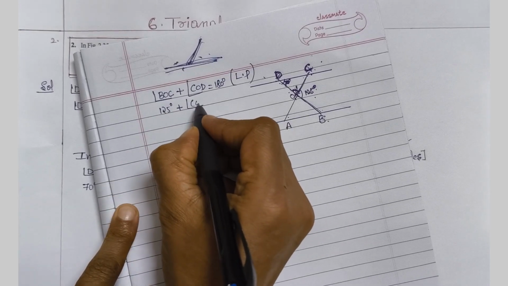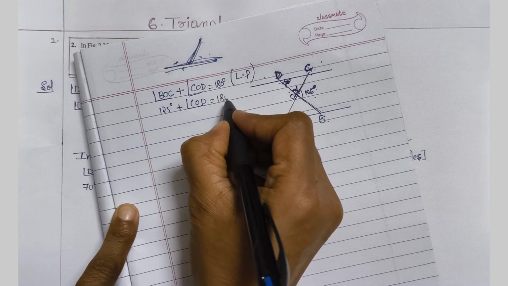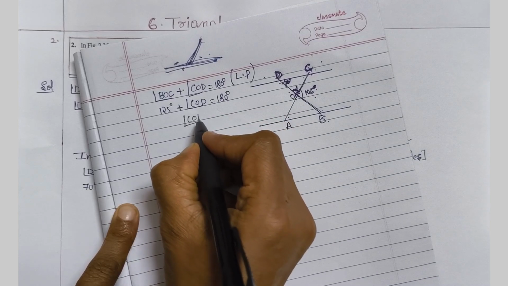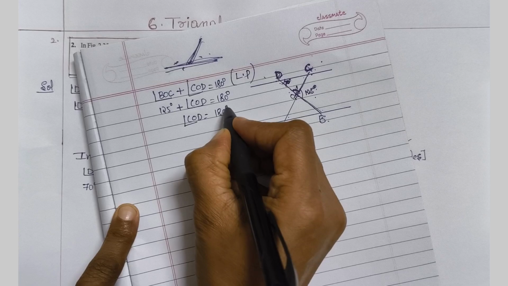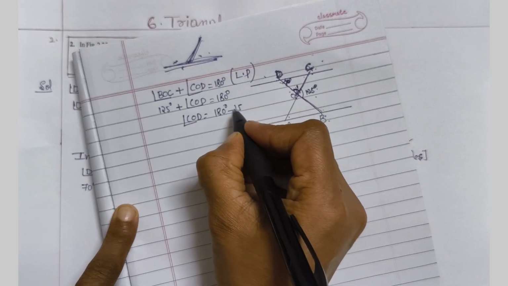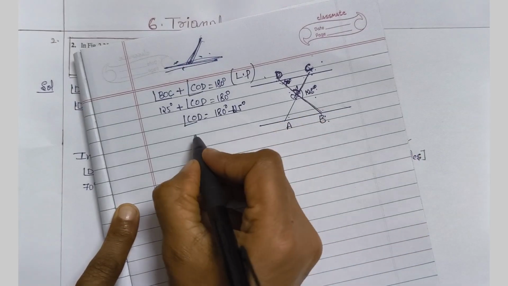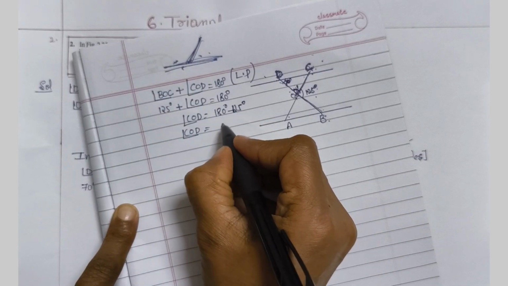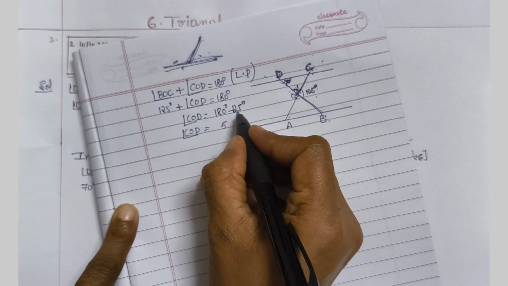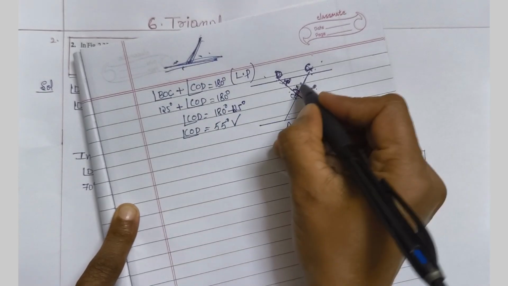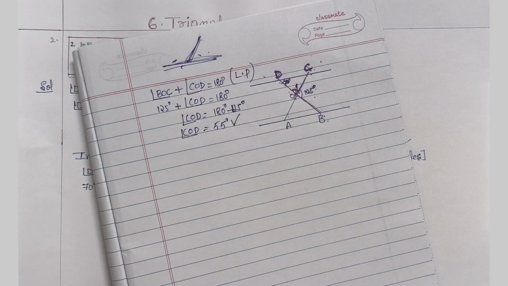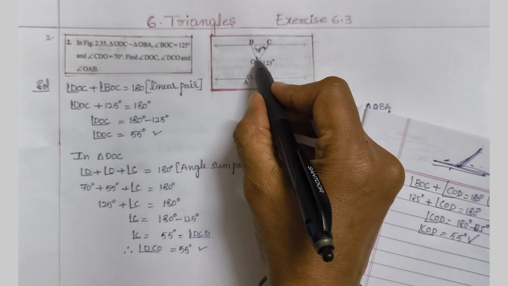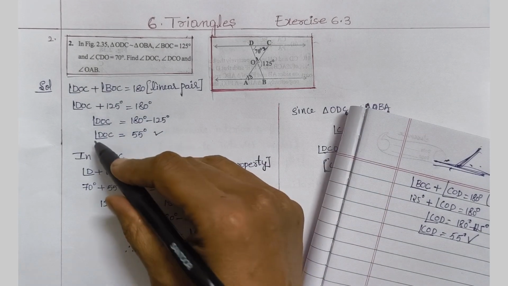Plus angle COD, which we don't know, is equal to 180 degrees. Angle COD equals 180 degrees minus 125 degrees. 180 minus 125: you will get 55 degrees. So this angle 1 is 55 degrees. One answer you got. Now, this angle, angle 1, is 55 degrees, COD or DOC, either one.